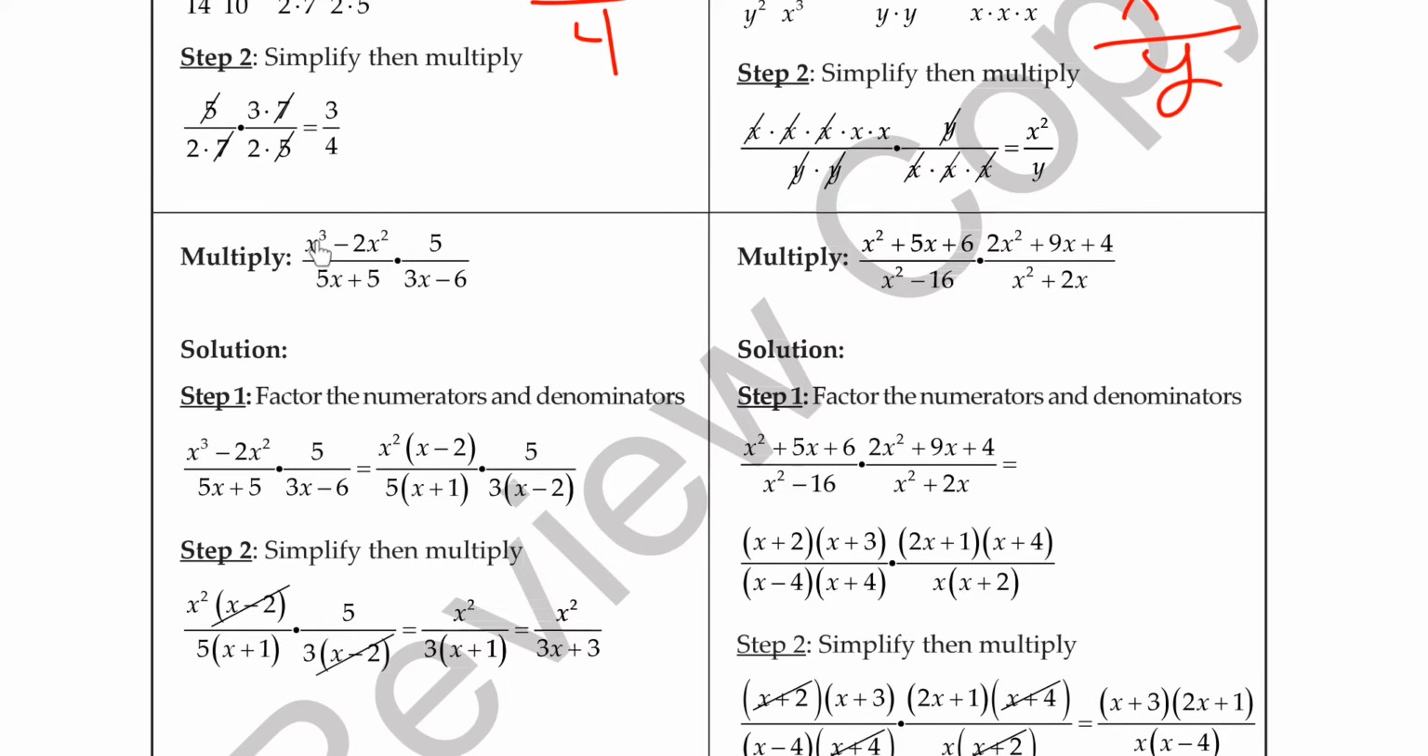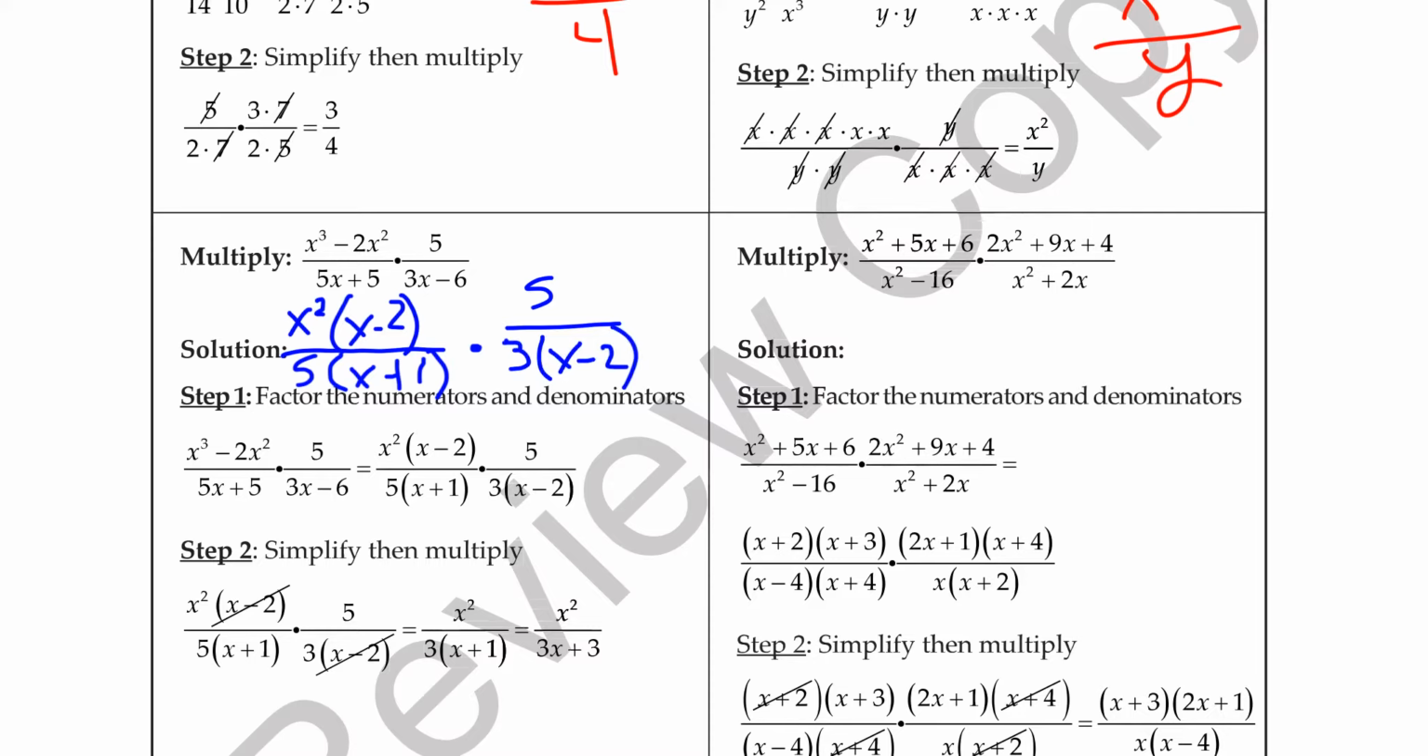It looks like here there's a GCF of x squared. So I'm going to factor out an x squared, and I have x minus 2 left. In the denominator, there's a GCF of 5. So I'm going to factor out a 5, and that leaves me with x plus 1. And this side, there's nothing to factor in the numerator. 5 is already prime. But the denominator here has a GCF of 3. So we're going to factor out a 3, and we'll be left with x minus 2.